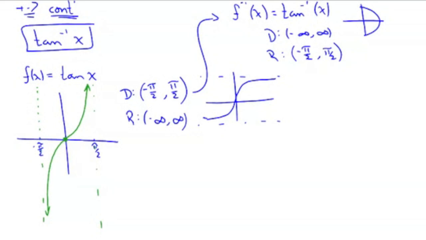I was wondering why, because it's negative pi over 2 to pi over 2. Gotcha, the left-hand and right-hand side of the unit circle. But the graph looks like this. Okay.